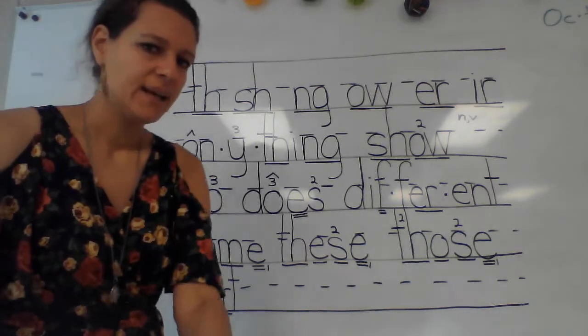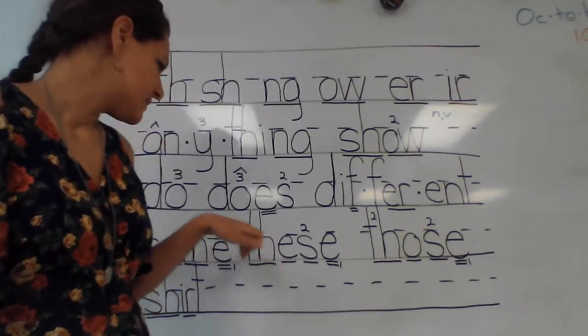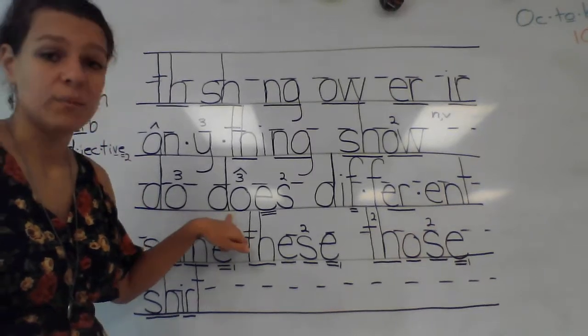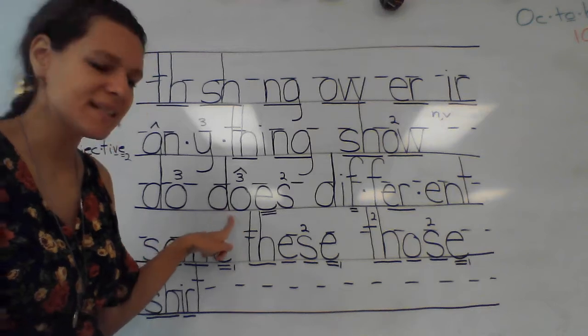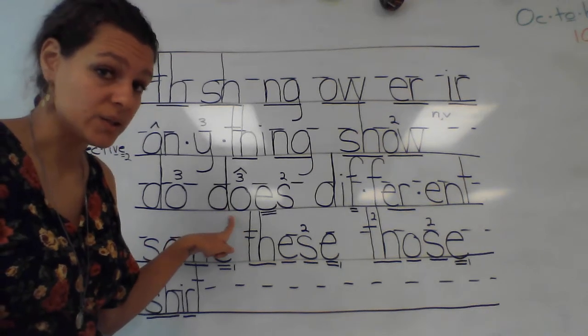All right. And since do is a verb, we just have a different form of the verb here. How do we spell this? Good, do's.